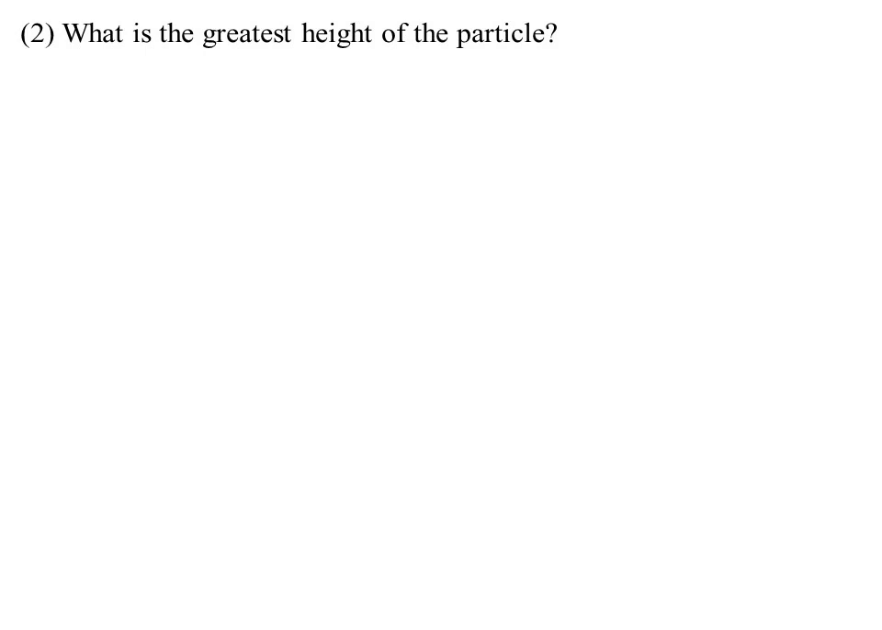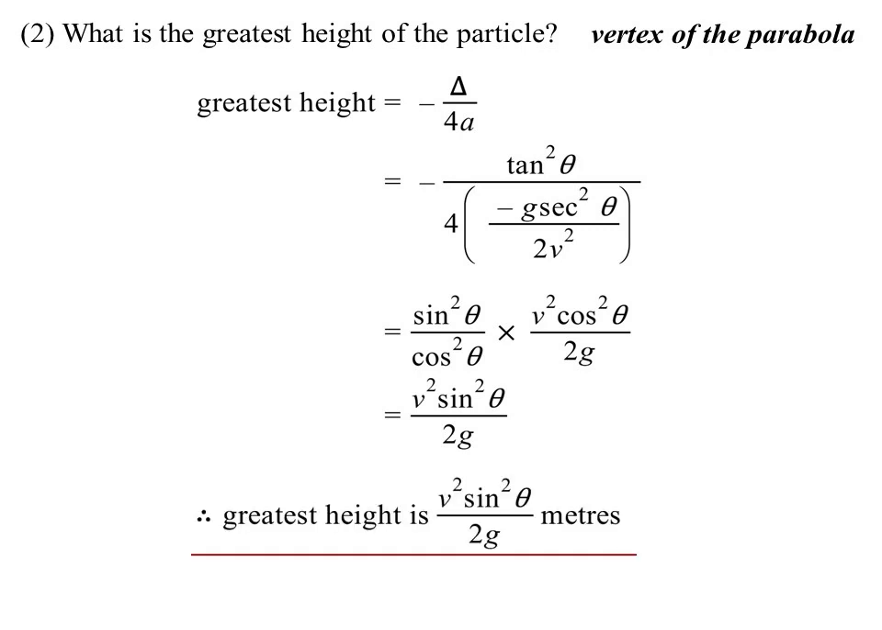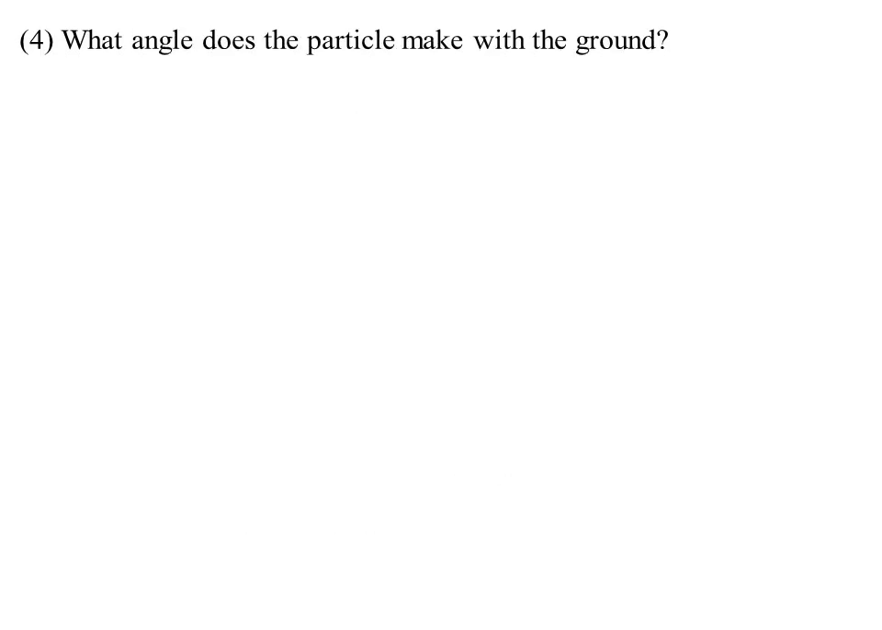What's the greatest height? Well, now we're talking about where's the vertex of the parabola, but I'm only interested in the y value. And remember, we can find that with minus the discriminant on 4a. So sub that in, and eventually it comes down to this. So we get v squared sine squared theta on 2g. So that would get us the greatest height. What angle does the particle make with the ground, or any other particular point? With the ground, we essentially want to find the slope of the tangent at whatever point we're investigating. And then once we know that, we know slope equals tan theta, and we can find the angle.